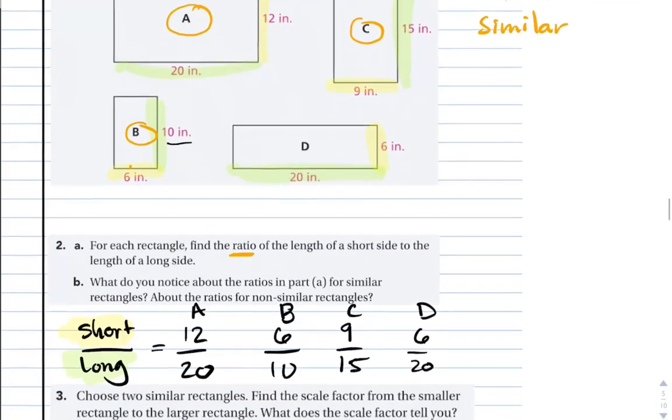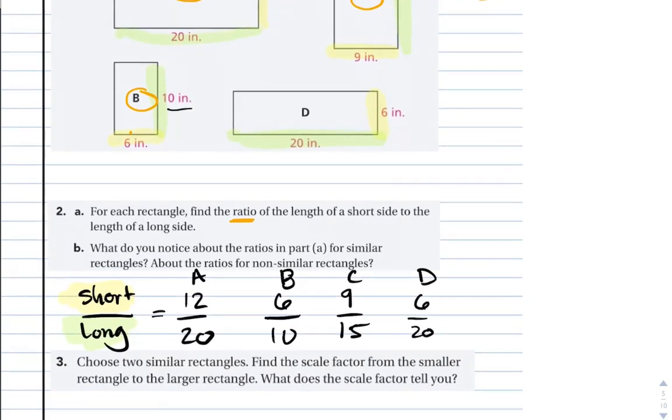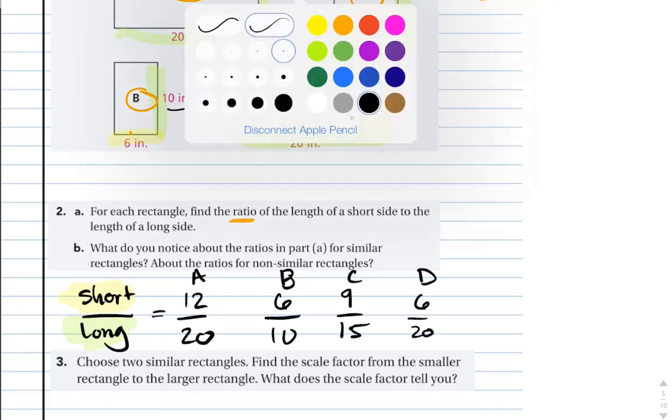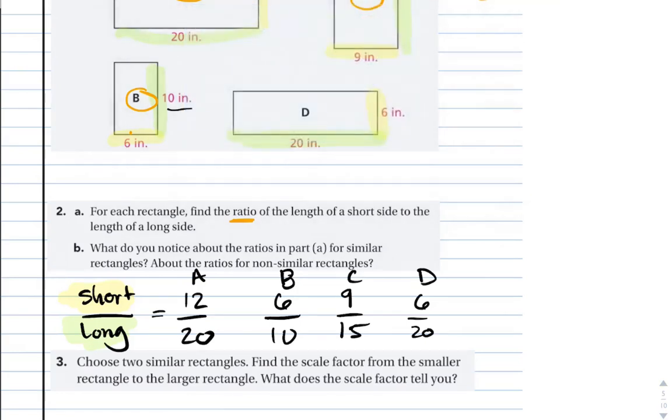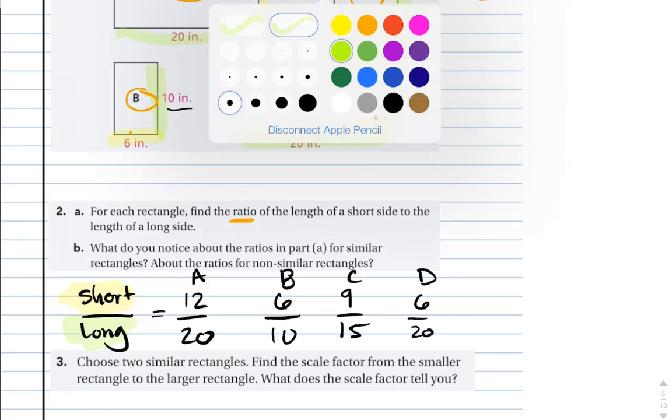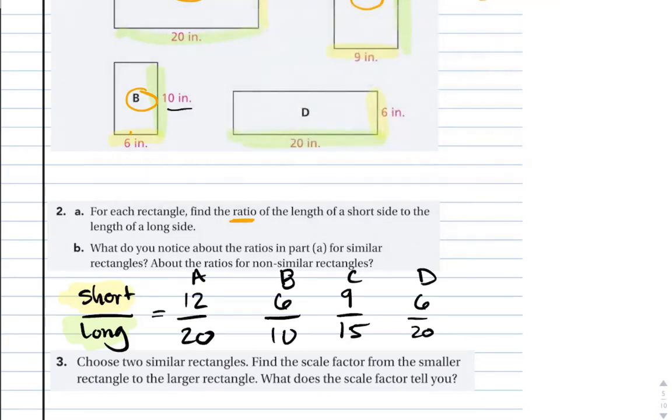Okay, now it says find the ratio. Cool. Now it says, what do you notice about the ratios in part A for similar rectangles? Okay, so let's identify our similar rectangles really quickly. I know that this one, this one, and this one are similar. Well, what do you notice about their ratios?